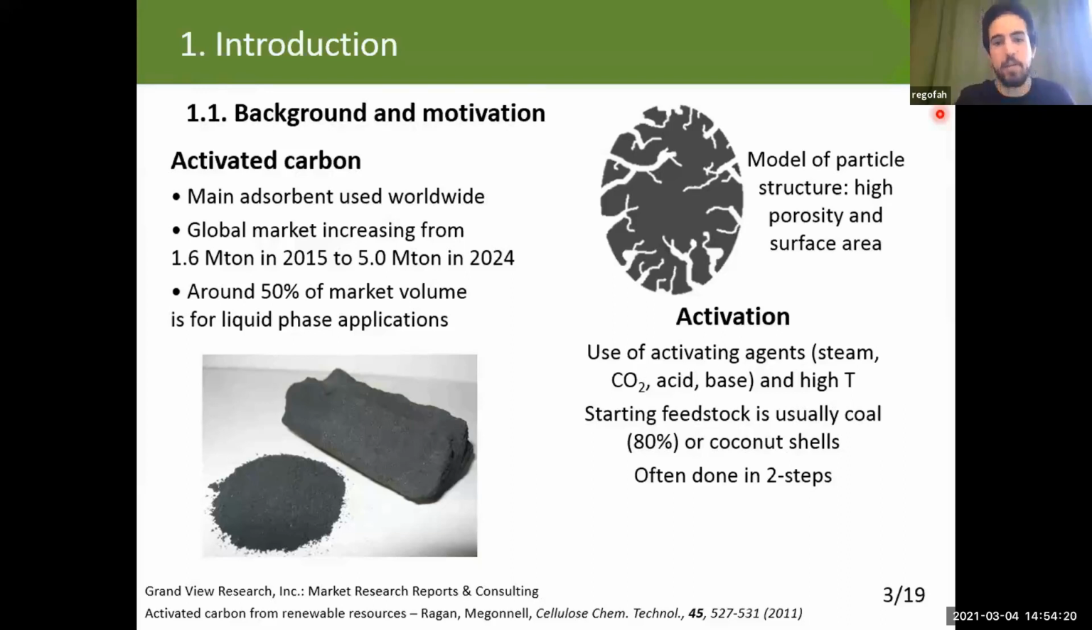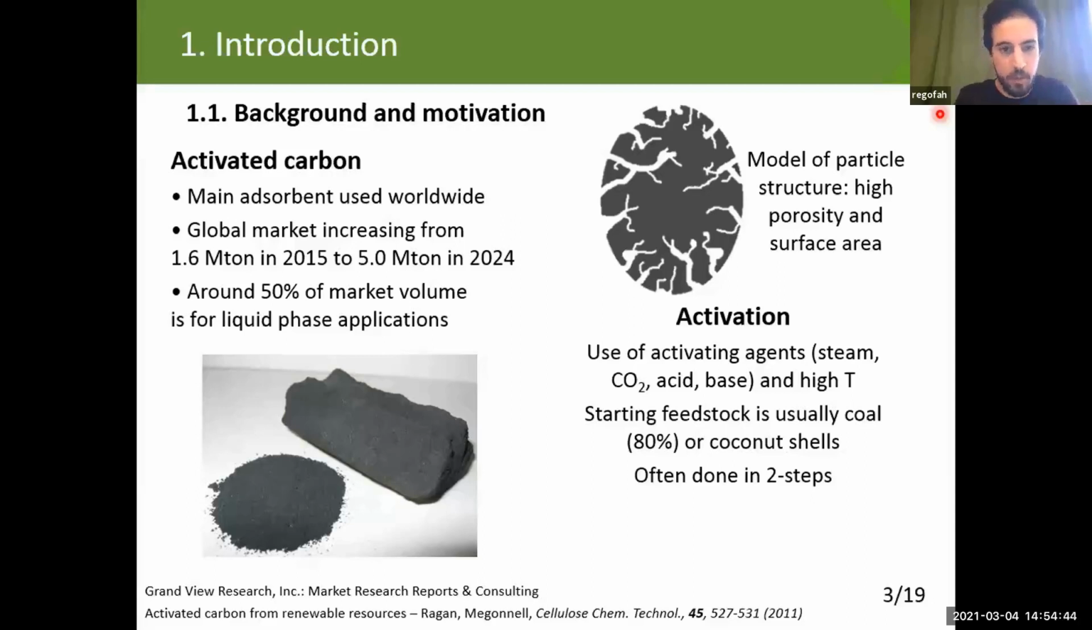The feedstocks are usually coal, which is the most popular, or coconut shells, also a popular feedstock for activated carbon. It's often done industrially in 2 steps, if it's physical activation with steam or CO2. So first you carbonize the material and then you activate it. But it can also be done in 1 step, especially in the chemical activation type.